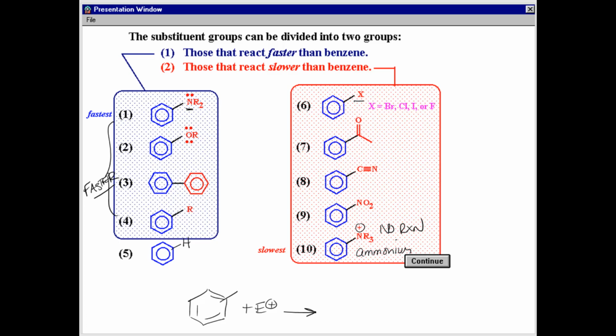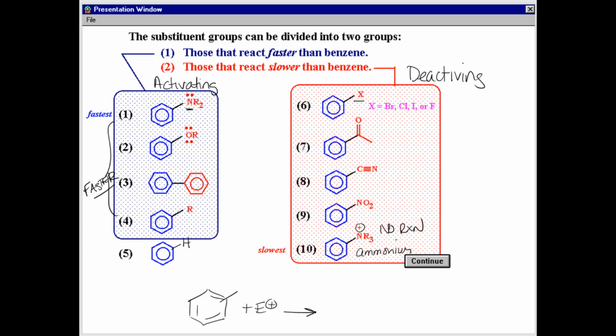Now, in terms of the activating and deactivating terms, that's what we use. So we say all the groups that react faster than benzene are activating groups, and all of the groups that cause the reaction to go slower than benzene are called deactivating groups.